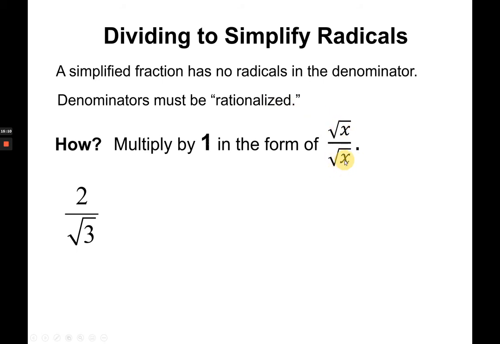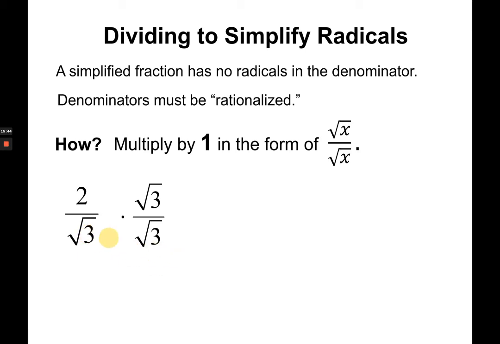What number do we use? The number in the denominator under the radical sign. So here is your rationalizing. That's how you do rationalizing. You're going to multiply a fraction of the square root of a number over square root of a number, based on your square root of the number in the denominator.